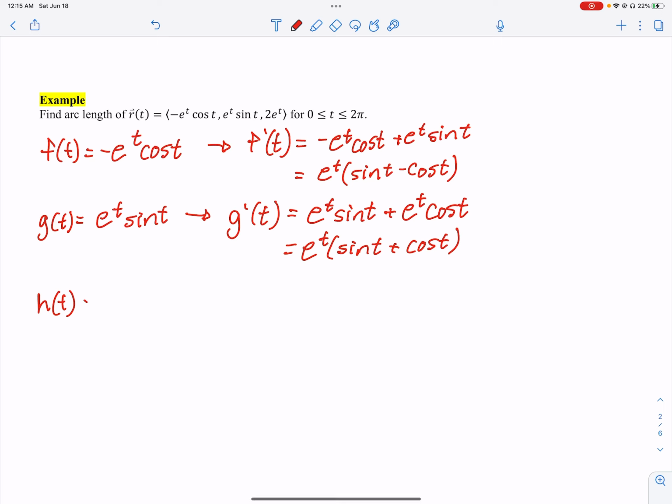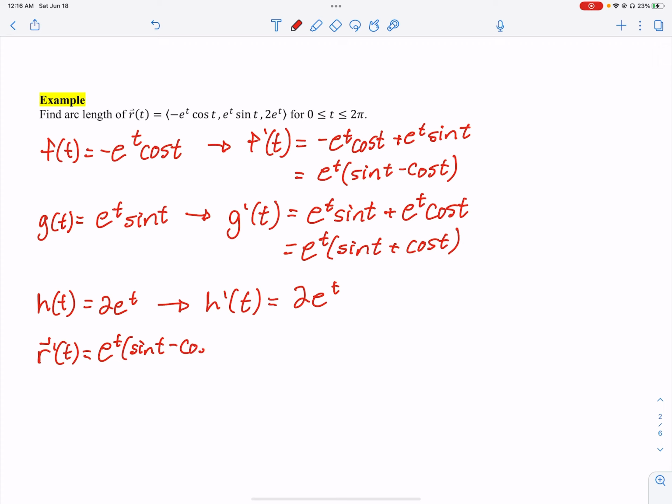H is that last one up there. So h of t is 2e to the t. If I take the derivative of that, h prime of t, we get 2e to the t. That's nice. All right, so we have that. That will give me my r prime. We get e to the t times sine t minus cosine t i, plus e to the t times sine t plus cosine t j, and then the last component being a nice pretty 2e to the t k.